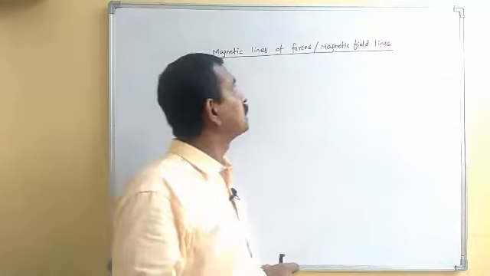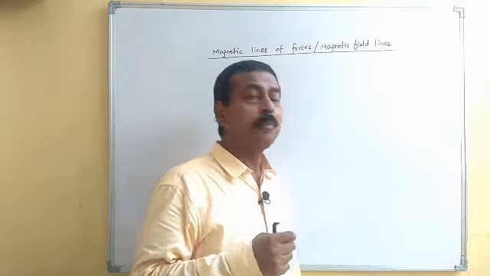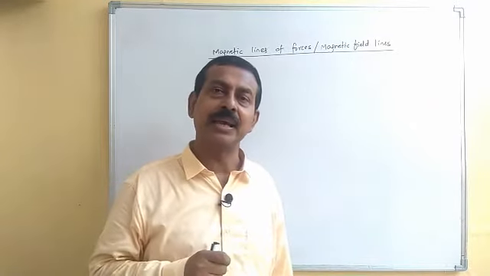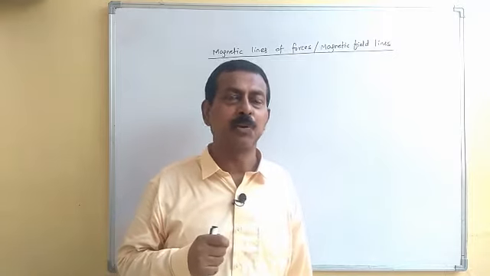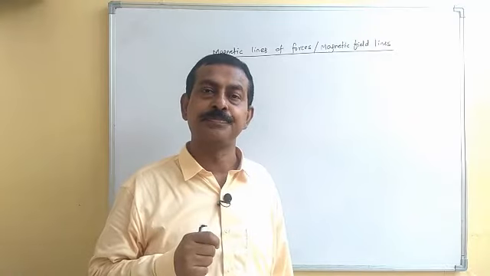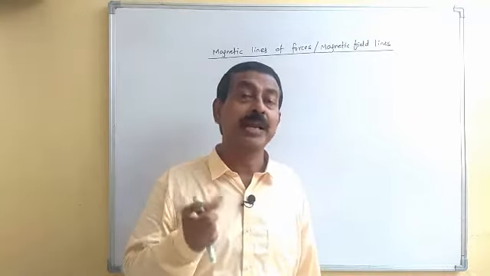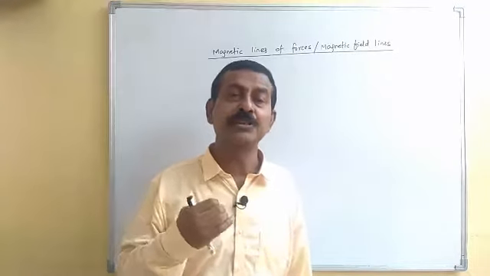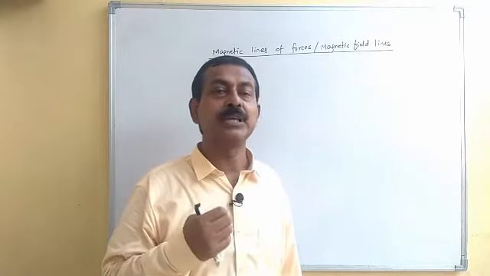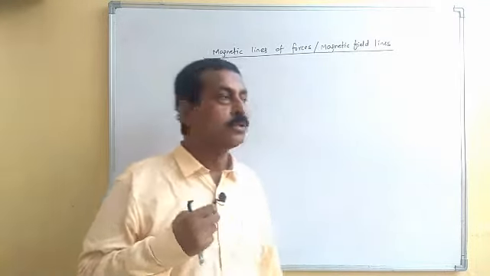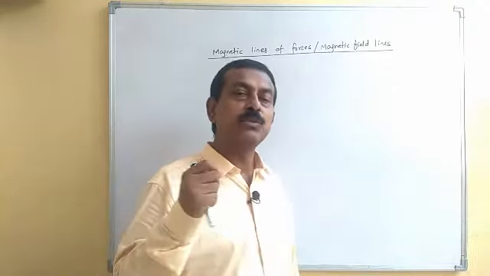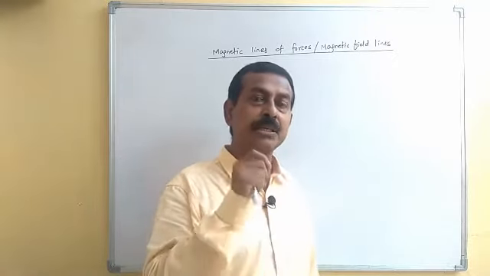Let's now discuss magnetic lines of forces or magnetic field lines. Magnetic lines of forces are imaginary lines. The tangent to them at any point gives the direction of magnetic field intensity at that point. So it is just similar to electric lines of force. Electric lines of forces also we define as imaginary lines, the tangent to which at any point gives the direction of electric field intensity at the same point. So here also for the magnetic lines of forces we get it in the same way.